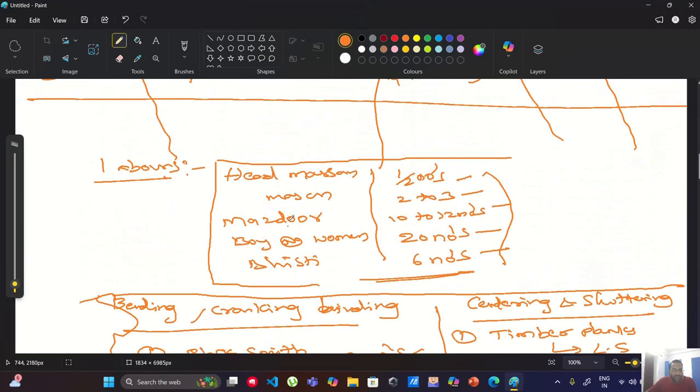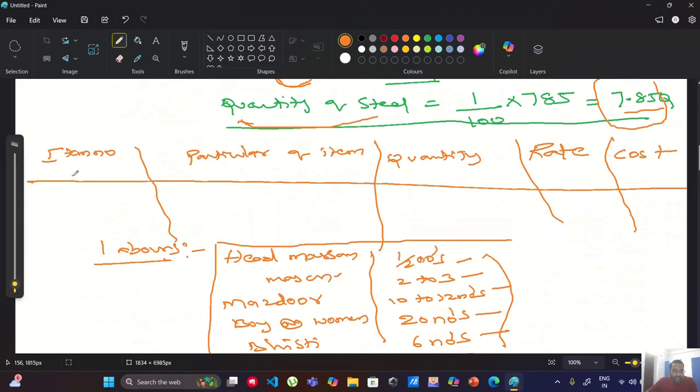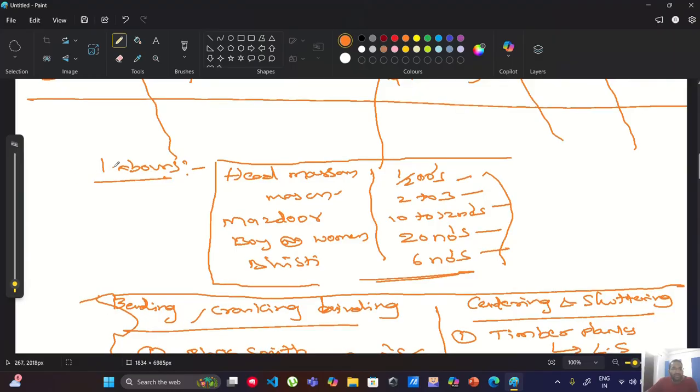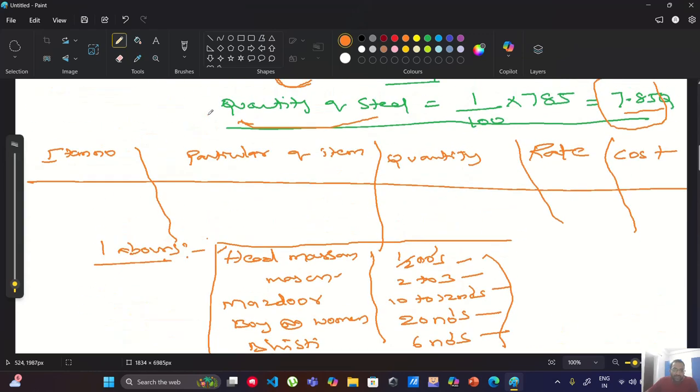Okay, so this is head machine. I think you already know: head machine, machines, mazdoor, boy and bisti. Along with these labors, for binding and bending the steel rods, a blacksmith is required, second class. For helping the blacksmith, mazdoors are required. And next one, centering work and shuttering work: carpenter is required and mazdoor is required. These are all three types of labors required. Okay, general labors for constructing, bending and shuttering. You have to keep this in mind while calculating the rate analysis for RCC works.